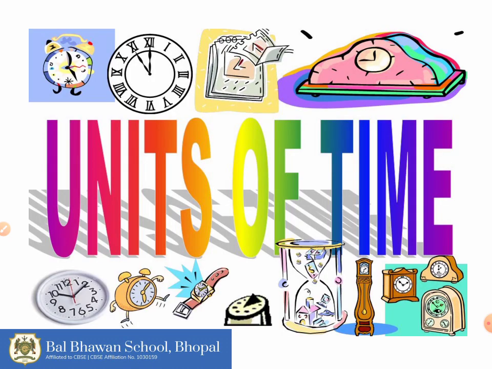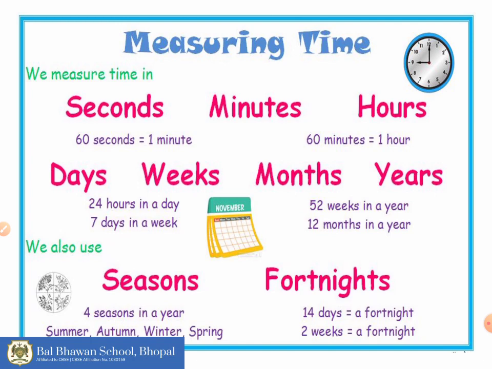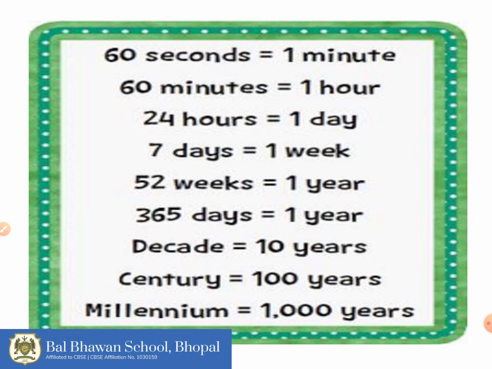There are different units of measuring time. The units are seconds, minutes, hours, days, weeks, months, years, fortnights and seasons. Each unit is related to another. For example, 1 minute is equal to 60 seconds, 1 hour is equal to 60 minutes and so on.